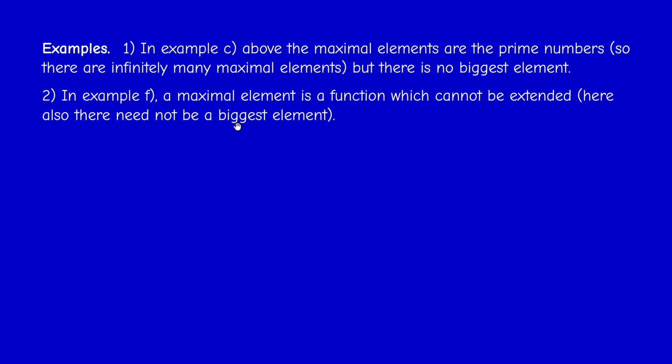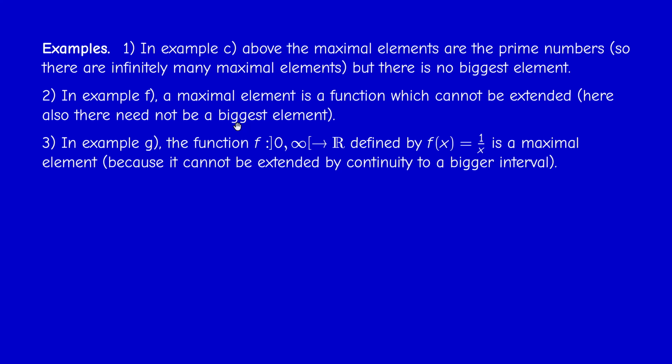If you consider the problem of extension of a function, a maximal element in the set of functions is a function which has no extension, so it cannot be extended. In example G, when we deal with continuous functions, if you consider the function 1 over x defined on 0 to infinity, of course it's continuous, but this is a maximal element. Why? Because we cannot extend 1 over x by continuity to a larger interval. Of course we can extend 1 over x to R star, but R star is not an interval. And the problem is that the limit of 1 over x as x tends to 0 is plus infinity, so there's no way of continuing the function in a continuous way.